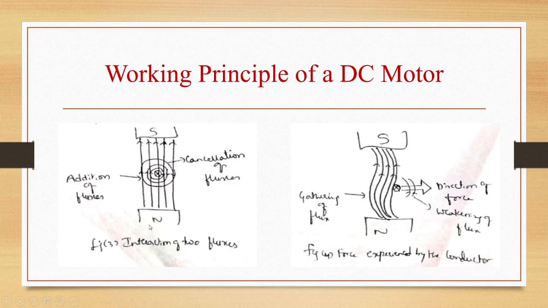So at one side both the fluxes are in the same direction. So on the left hand side there will be gathering of fluxes or addition of fluxes, and on the right hand side there is cancellation of fluxes. Okay, first this one is the direction of the main flux, and this is the direction of the force experienced by the current carrying conductor. These two fluxes are interacting with each other, and addition of fluxes is taking place on the left hand side, cancellation of fluxes on the right hand side.